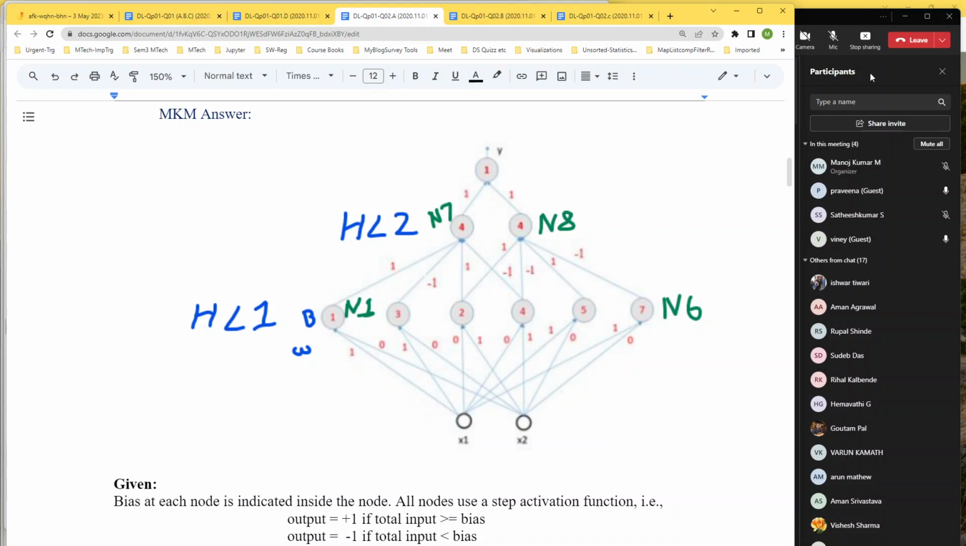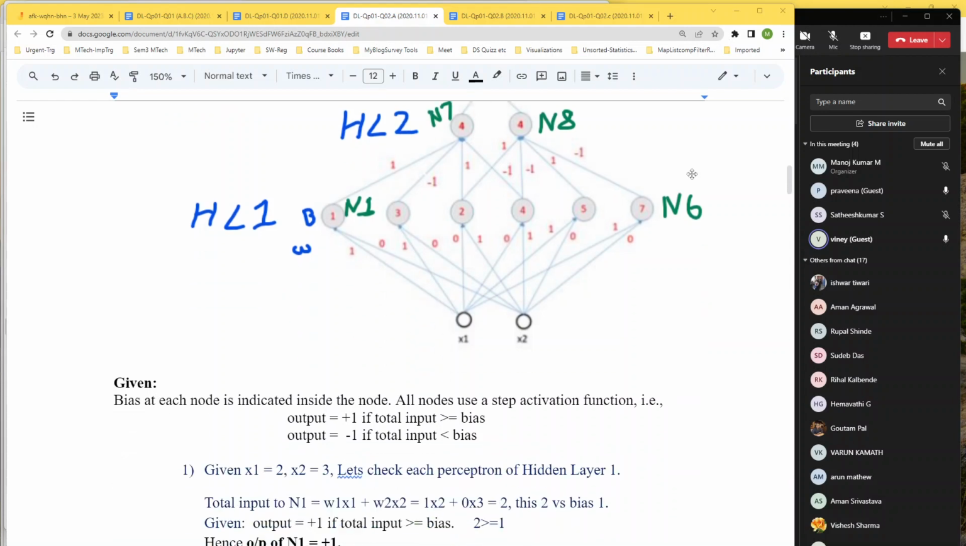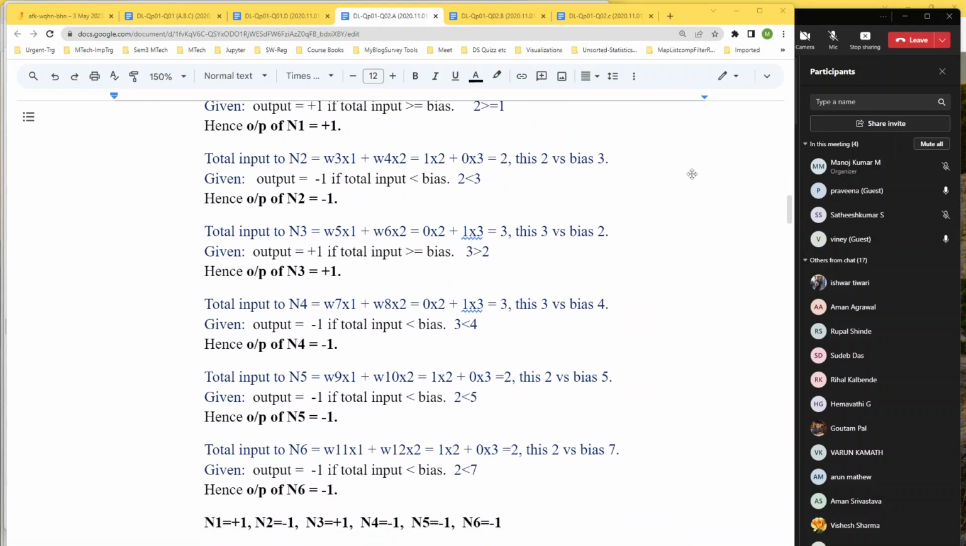Okay. So if you do all the calculations for all the 6 nodes in the first hidden layer, you will see the outputs of all these nodes are 1, minus 1, 1, minus 1, minus 1, minus 1.